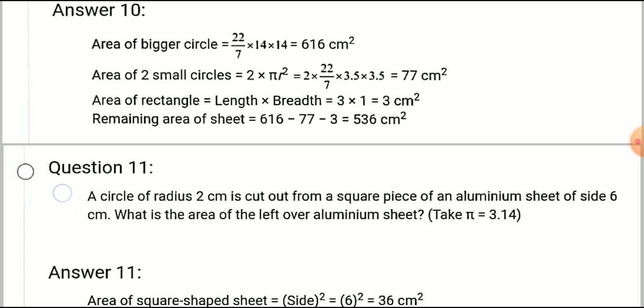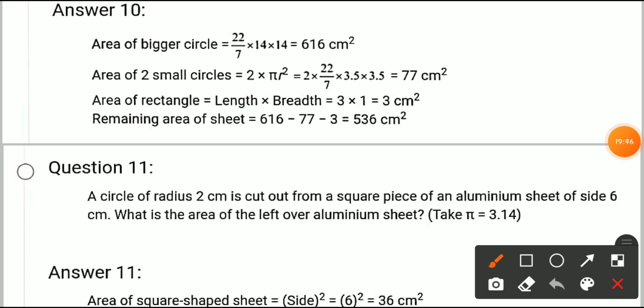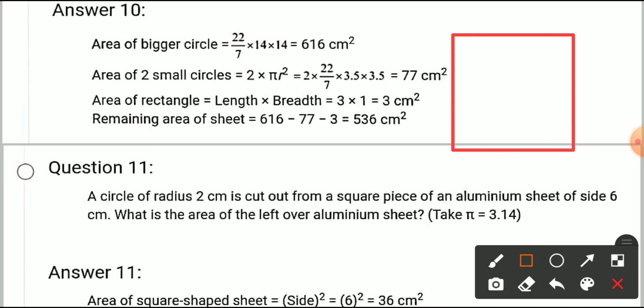Now question number 11. A circle of radius 2 centimeters is cut out from a square piece of an aluminium sheet of side 6 centimeter. Find the area of the leftover aluminium sheet. Now in this question it is saying a circular sheet of radius 2 centimeter is cut out from the square piece of aluminium sheet. This is the aluminium sheet. From this, this circle is removed. Okay, now we need to calculate the area of the remaining part, meaning this part where the circle is not included.